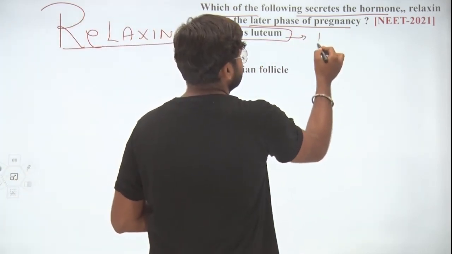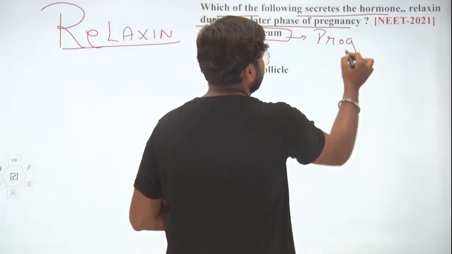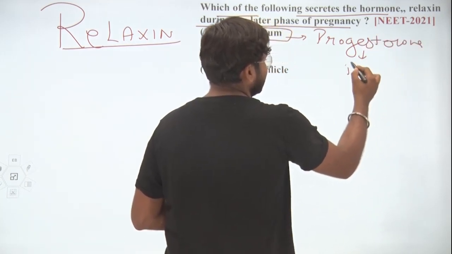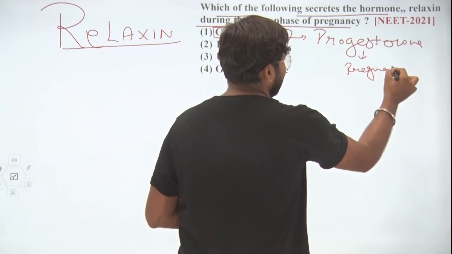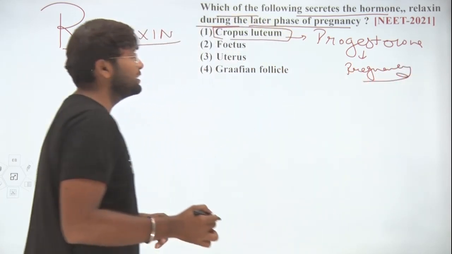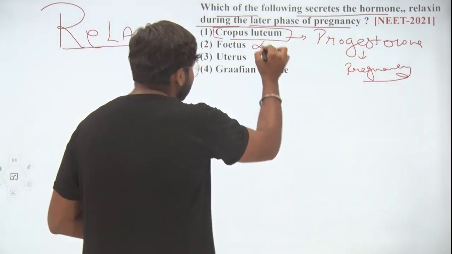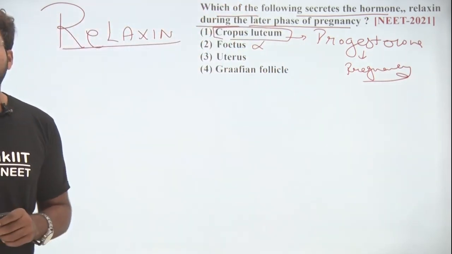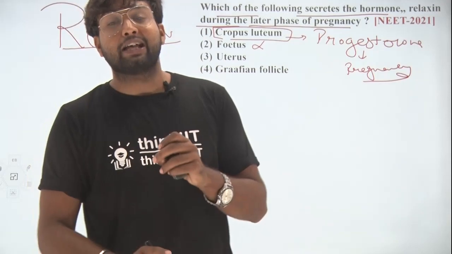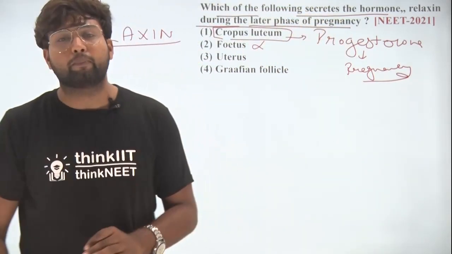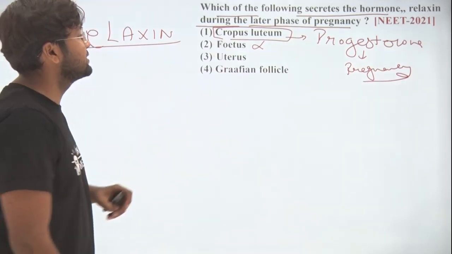This corpus luteum is responsible for the secretion of progesterone. This progesterone maintains what? It maintains the pregnancy. But at the end of pregnancy, the relaxin hormone is not secreted by the corpus luteum. The fetus is also not secreting it. The fetus is responsible for stimulating the mother's body to secrete relaxin, but it itself doesn't secrete it.